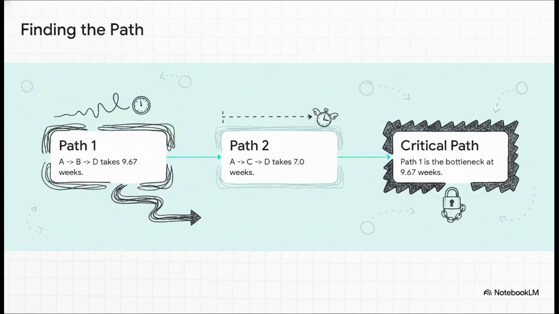So the crucial point is that because path A, B, D takes the longest at 9.67 weeks, it dictates our entire project's timeline. It's our critical path. It acts as the bottleneck, representing the absolute minimum possible timeline for the entire project.